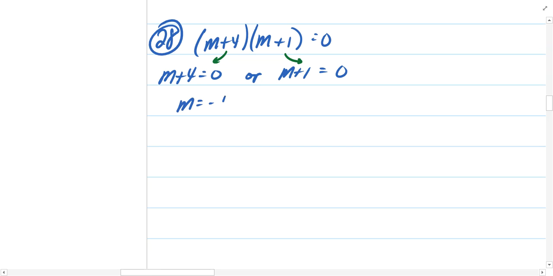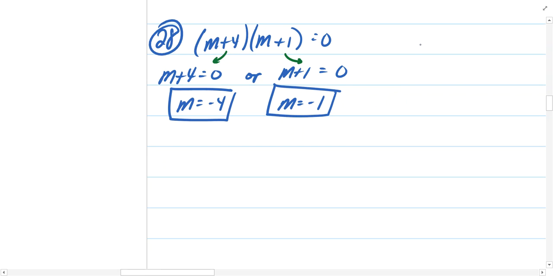Well, that number is negative 4. What number plus 1 equals 0? Well, that number is negative 1. And as it turns out, for problem number 28, we actually have two answers, both negative 4 and negative 1.